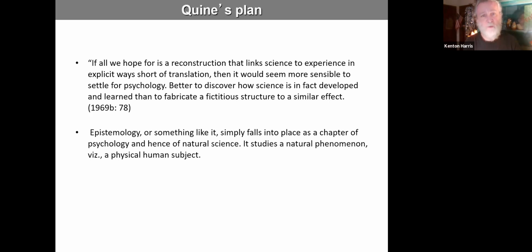If all we hope for is a reconstruction that links science to experience in explicit ways, short of translation, then it would seem more sensible to settle for psychology. Better to discover how science is in fact developed and learned from that to fabricate a fictitious structure to a similar effect. Epistemology, or something like it, simply falls into place as a chapter of psychology and hence of natural science. It studies the natural phenomenon, physical human subject.